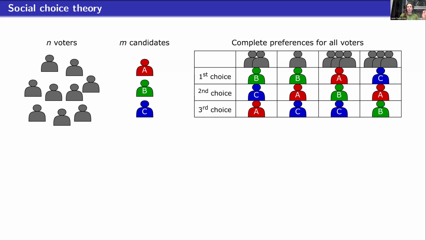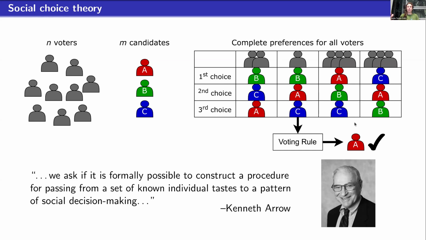And often one of the most common frameworks for that is just finding a single winner. So that's called a voting rule. A voting rule takes as input this ranked information and outputs a winner. Say maybe some voting rule says, I think A should be the winner here. And so this was inaugurated by Kenneth Arrow in his very famous paper in 1950 and he said, we ask if it is formally possible to construct a procedure for passing from a set of known individual tastes to a pattern of social decision making.